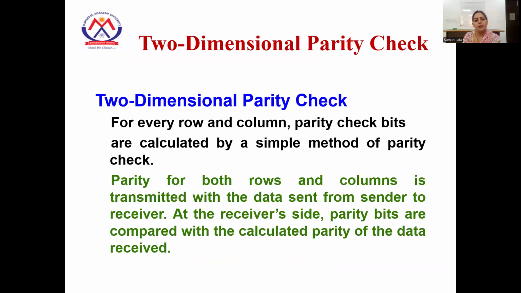Next is two-dimensional parity check. In two-dimensional parity check, for every row and column, parity check bits are calculated by the simple method of parity check. Parity for both rows and columns is transmitted with the data sent from the sender to the receiver. At the receiver side, parity bits are compared with the calculated parity of the data received.